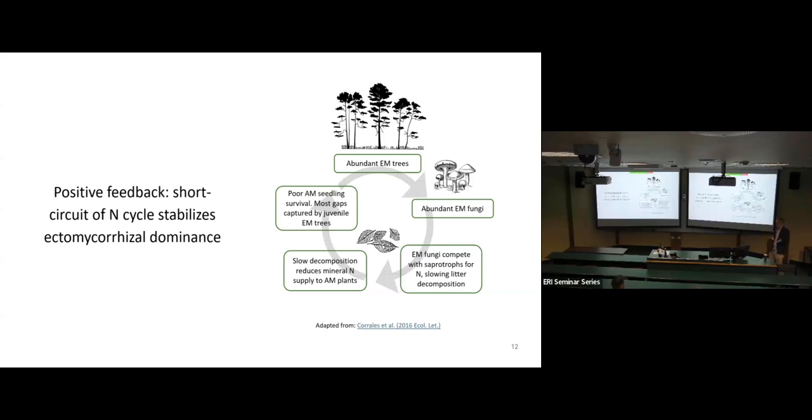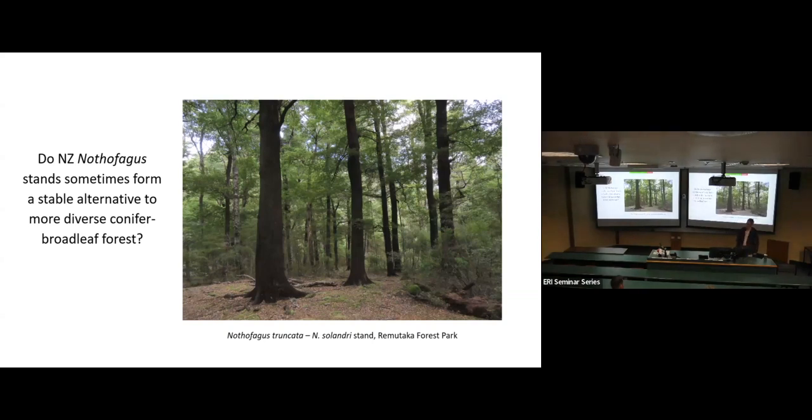So most opportunities are captured by seedlings of ectomycorrhizal trees. That's the positive feedback that's been demonstrated pretty comprehensively in this tropical forest with the Oreomunnea mexicana, the walnut family tree. So it's quite likely that Nothofagus, which is also ectomycorrhizal, is doing this sort of thing in New Zealand.